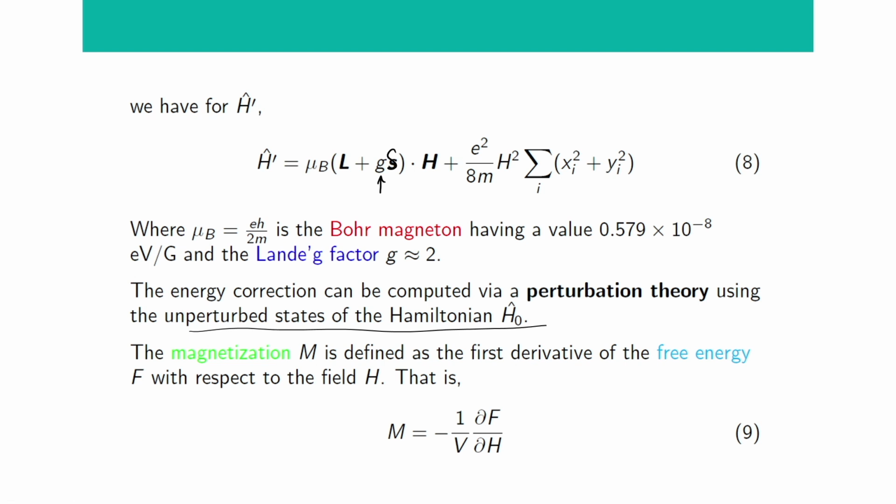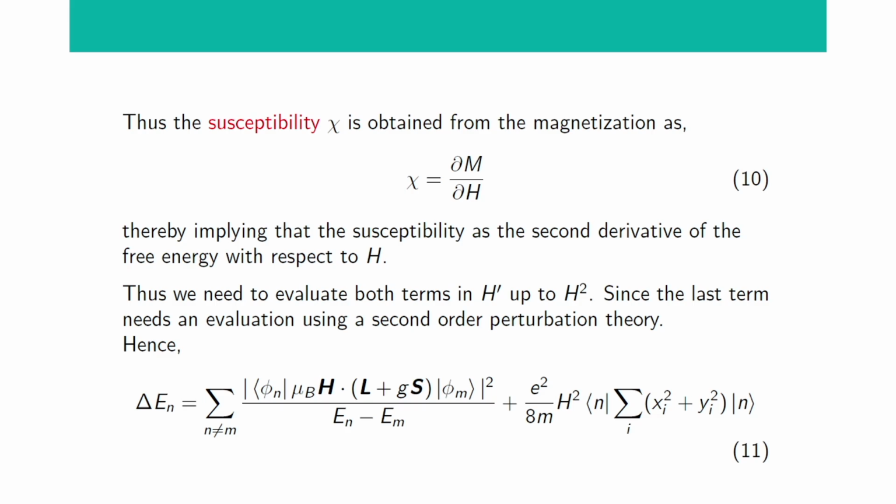Now, here of course, we have written out the scalar equation where M and H etcetera are all taken as scalar quantities. That is because you can't divide by a vector or take a derivative with respect to a vector. So, what you do is you take the derivative with respect to the magnitude of H. So, the susceptibility is defined as del M del H.